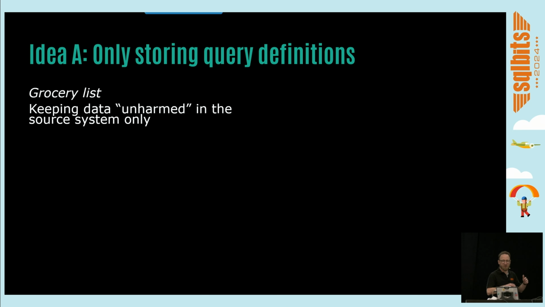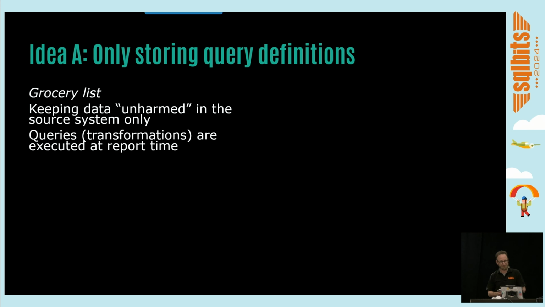If you transform this idea to data, it means that the data stays in the source system. This could be an ERP system, this could be anything. It could be a data warehouse, if you're lucky, but if you're not so lucky, it's like some application which stores the data for us. While we query the data, so for the reports, we do all the transformations we need.